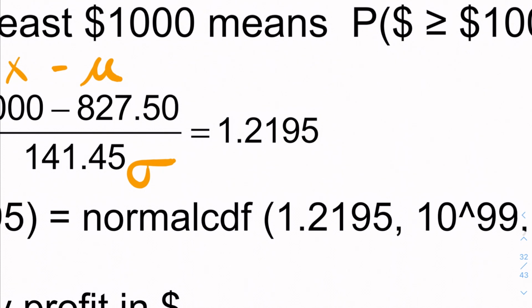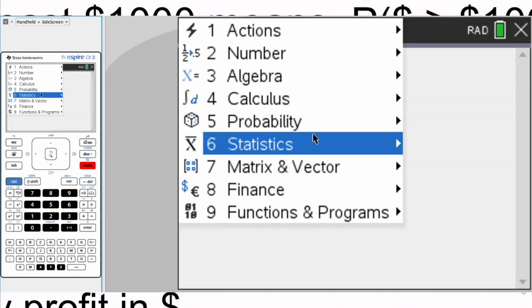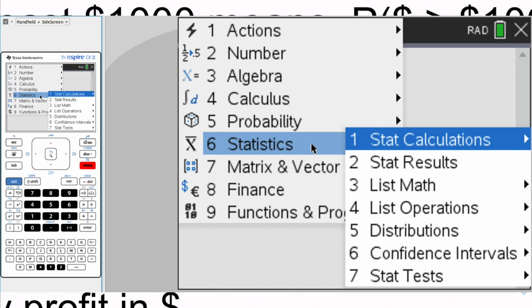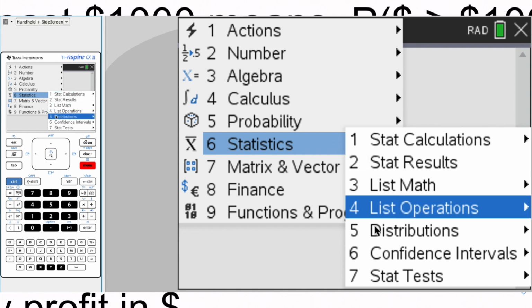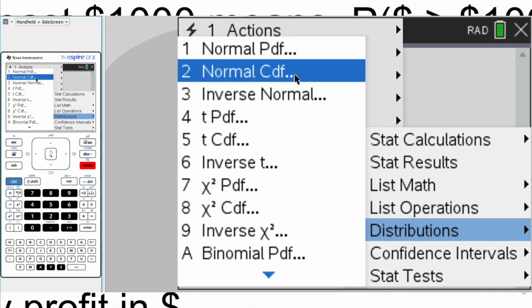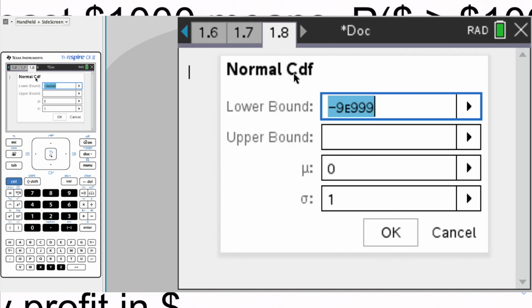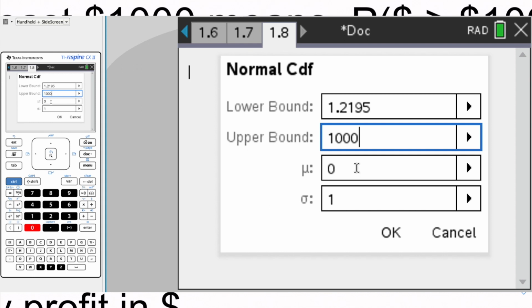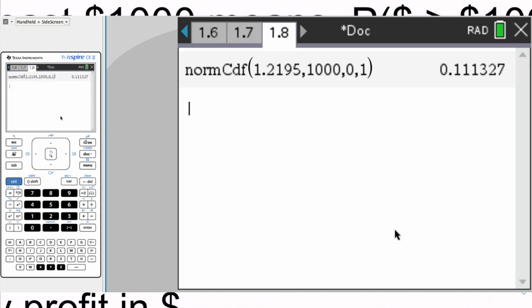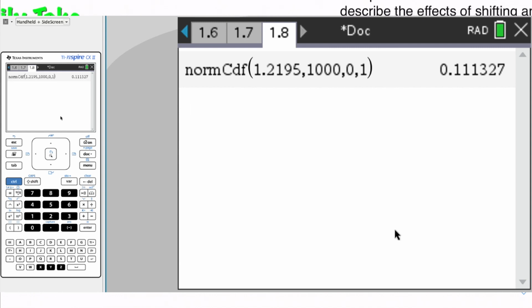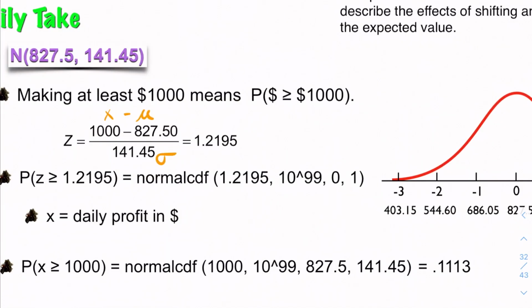On a calculator, we're going to go Menu, Statistics, Distributions, Normal CDF. And this time our lower bound is 1.2195. And our upper bound is a large number. We standardize it because this is a z-score, 0 to 1. We hit OK, and we get our probability, which is the chance that we make $1,000 in a given day.